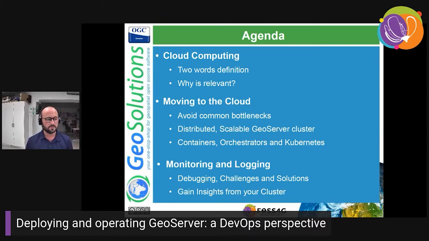So you may be thinking about migrating your GeoServer cluster from on-premise to the cloud. We're going to talk about that. We're going to check what are the common pitfalls, as well as give you some tips gained from our experience. We're going to talk as well about containers, orchestrators, and specifically Kubernetes, which is quite relevant, I think. Nowadays, it's gaining more and more popularity, and you could benefit from deploying your GeoServer in a Kubernetes orchestrator. Why? And then two words about monitoring and logging. It's a bit different in the cloud compared to traditional deployments. So we're going to talk about that, as well as how to gain insights from your GeoServer cluster.